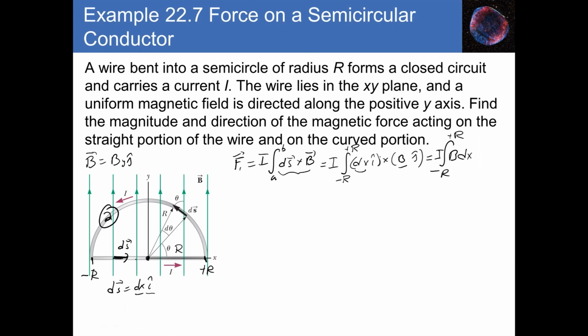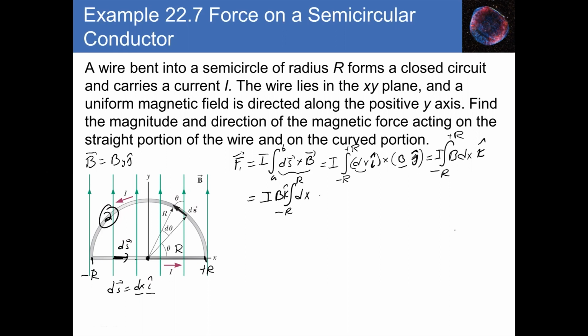And then what you do here is the cross product between those two unit vectors, i hat and j hat, going from i hat to j hat. If you use your right-hand rule, i hat cross j hat gives you k hat. The current is outside already, and the magnetic field is uniform, so it can come out already. Then I have negative R to positive R of just dx. Even k hat can come out as well.